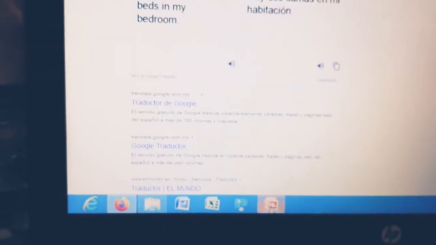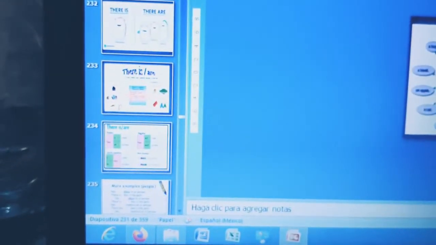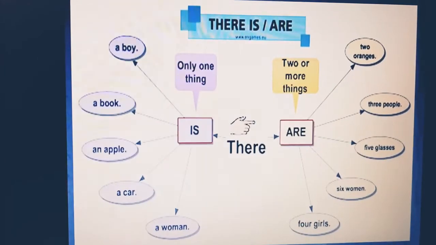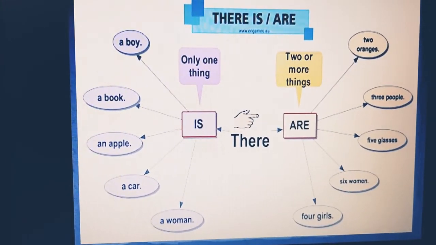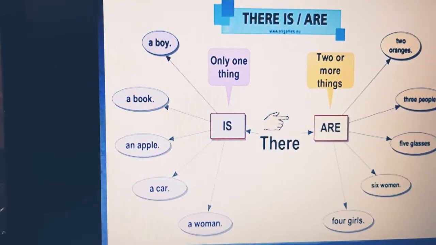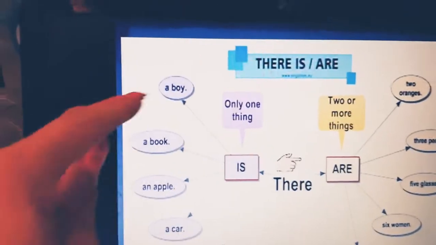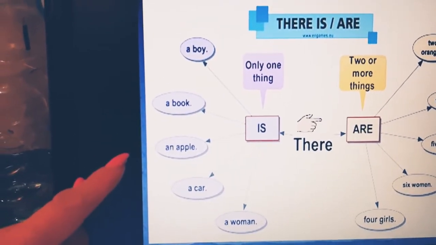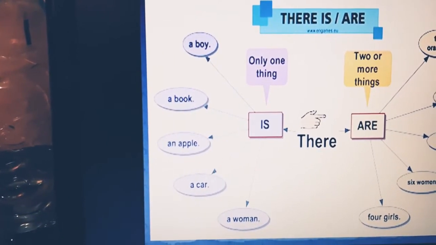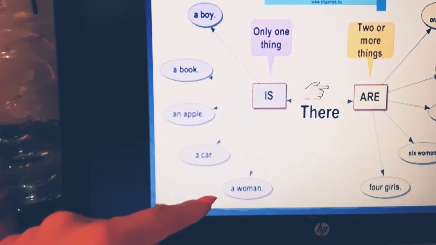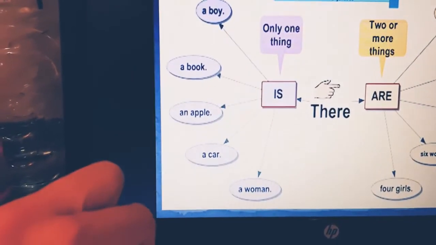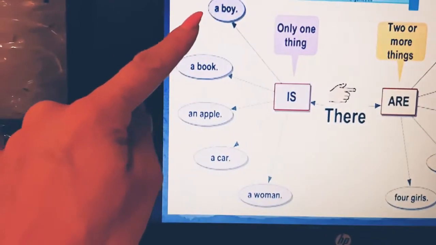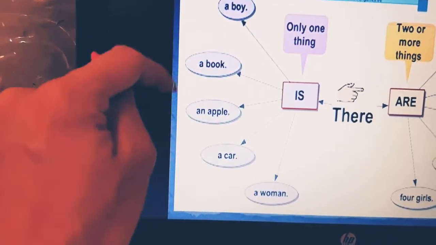We will come back to PowerPoint. So, I have a diagram here. We have two options. We use there is, I told you, when it's singular, only one thing. There is a boy. There is a book. There is an apple. There is a car. There is a woman. There is for one. And when it's singular and you use there is, it's obligatory to use the article a or an.